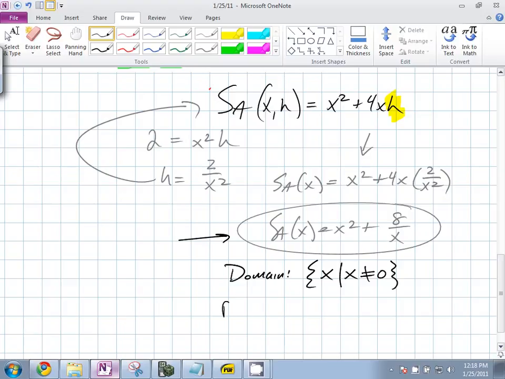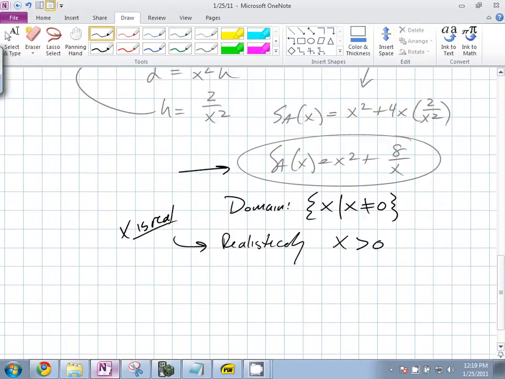Realistically, x needs to be greater than 0. Can x be negative realistically? No, x is a length. So realistically, x is greater than 0. Okay, so that, we could ask the domain.